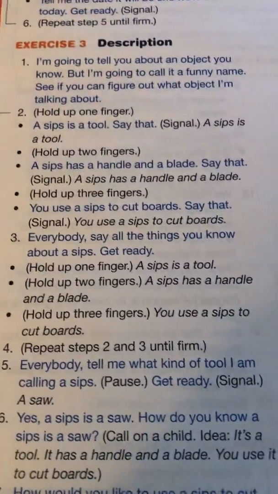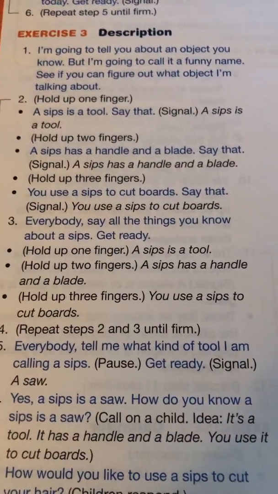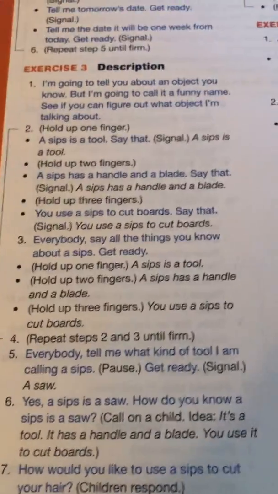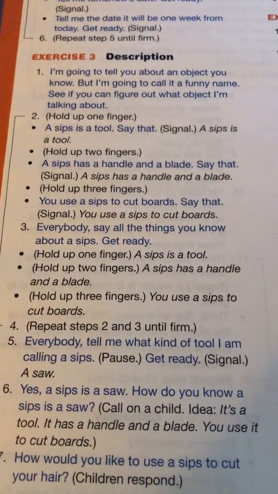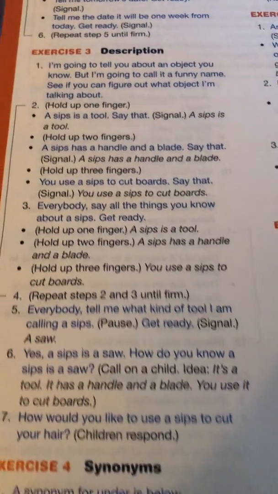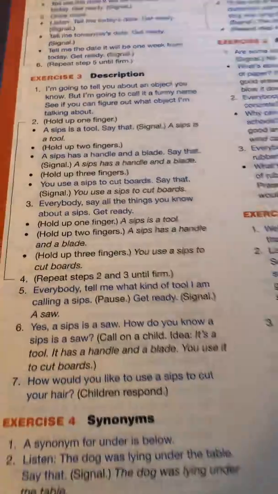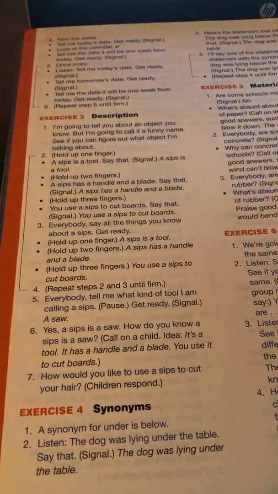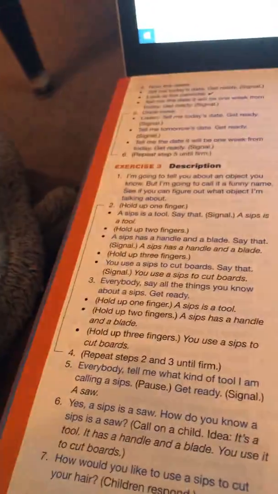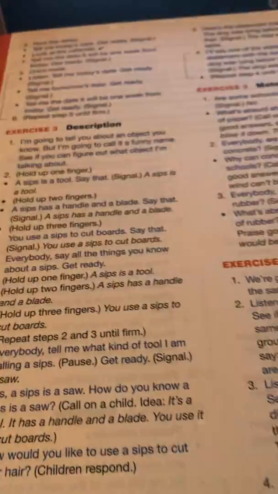So we're going to describe an object, but I'm going to call it a funny name. I'm going to tell you things about the object, and see if you can figure out what object I'm thinking of. Mirrors on. Listen. A SIPS is a tool. Say that. A SIPS is a tool.